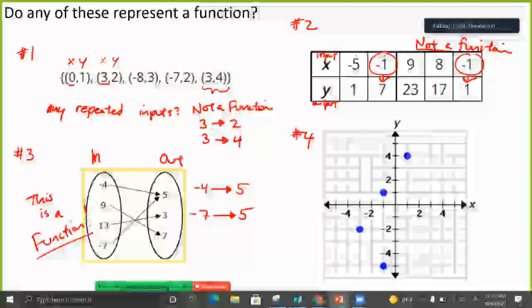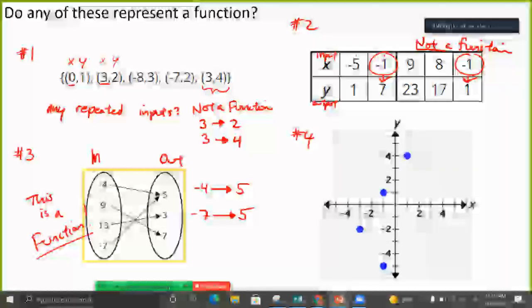Any questions on number 3 or on the first two? No comments, no questions, no concerns, no worries, no fears, no joys? All right.